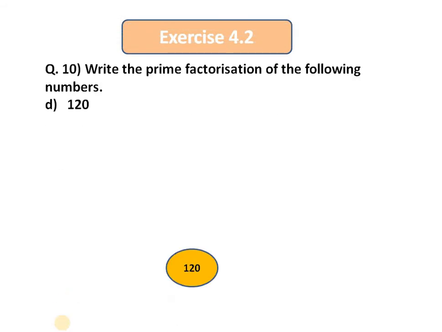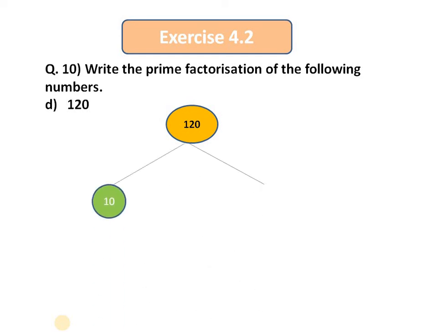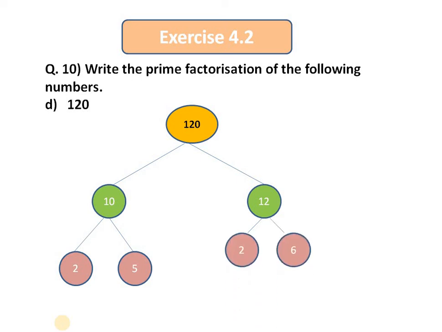Next number 120. So we can write it down like this: 12 multiplied by 10. 2 multiplied by 5 will give you 10. So no need to further divide into 2 halves. So now we will split into two halves, like 2 multiplied by 6. Now 6, for 6 we are going to write like this, 2 multiplied by 3.